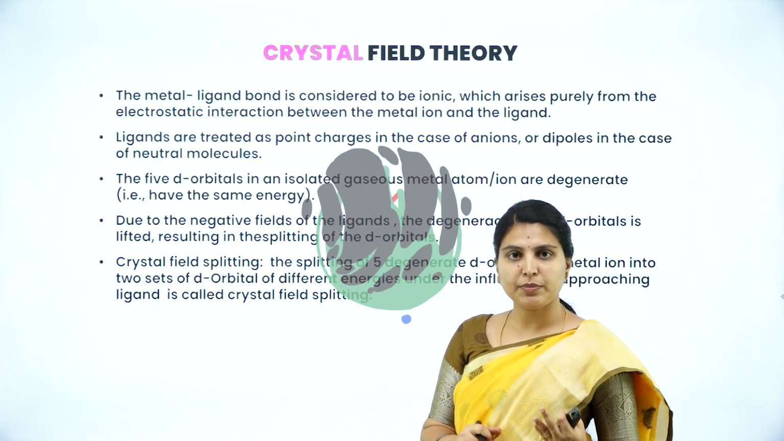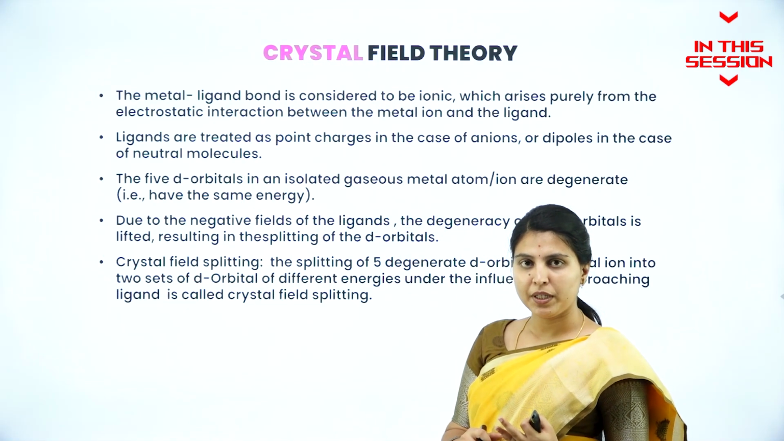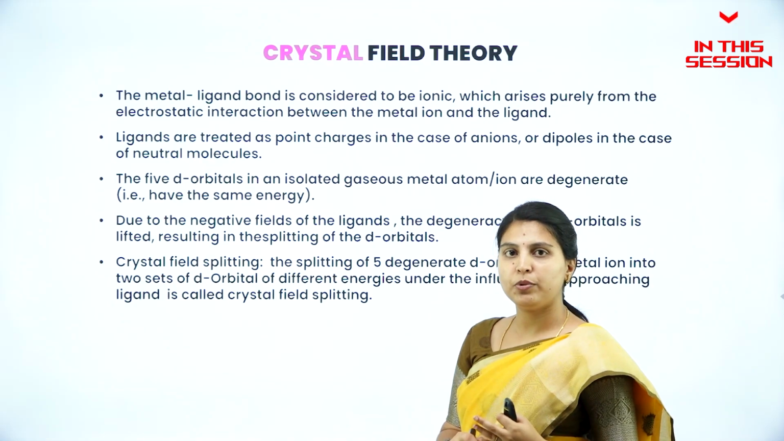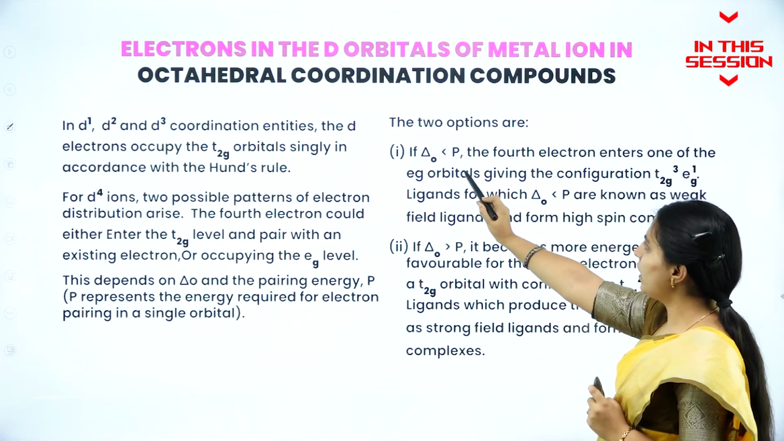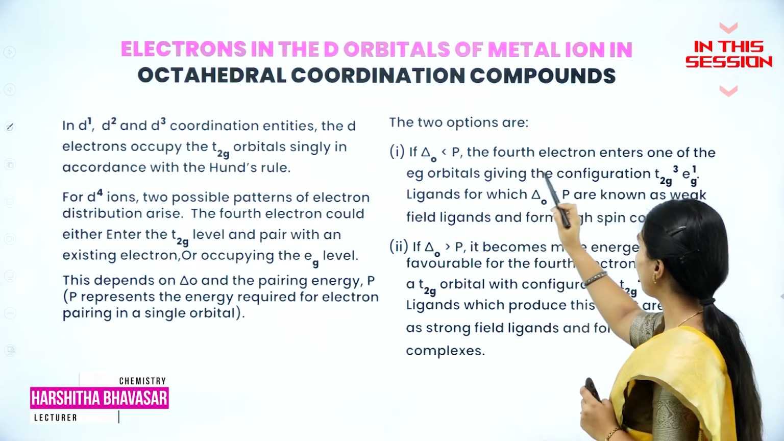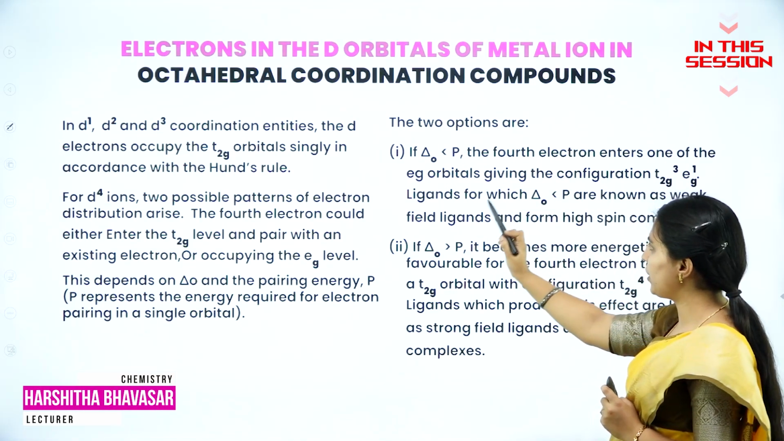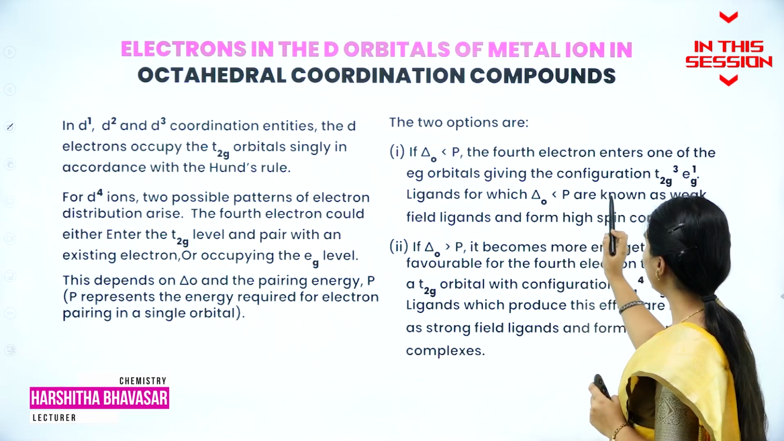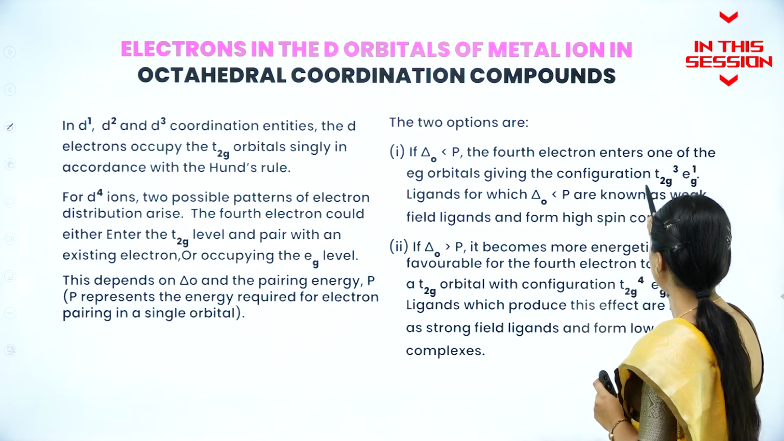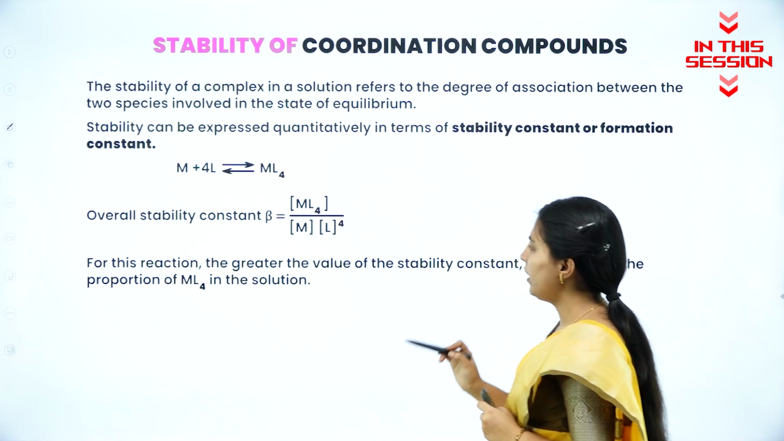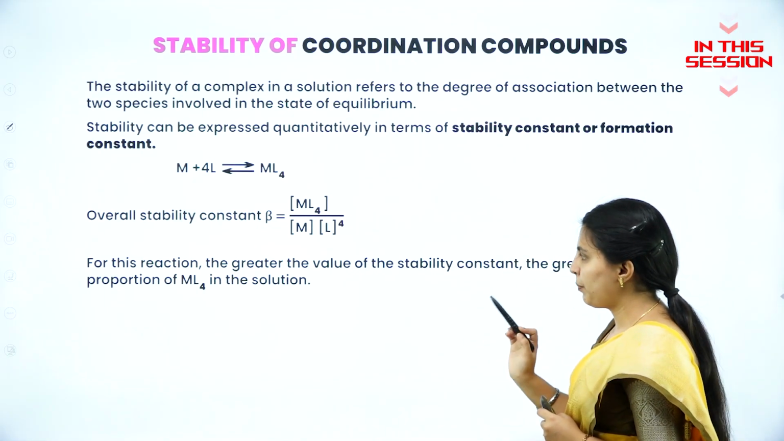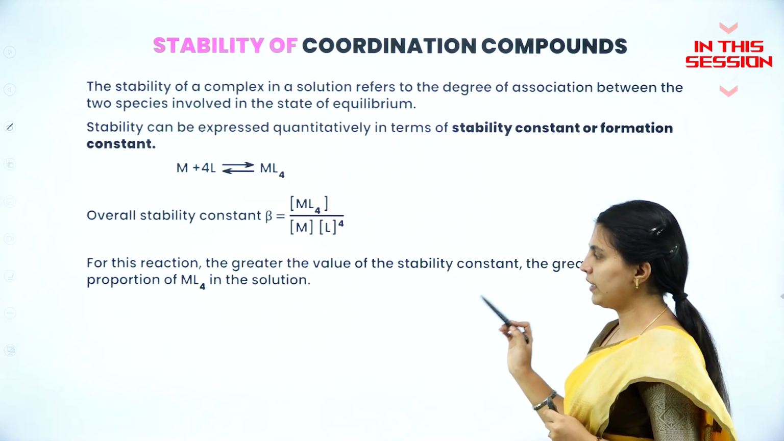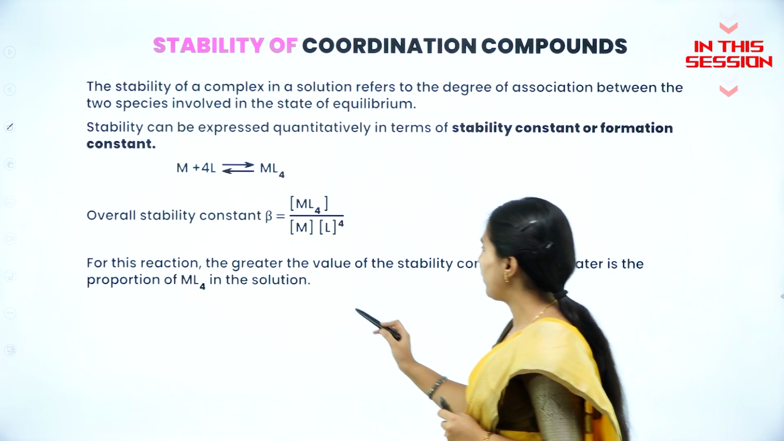Ligands will be considered as point charges in case of anions, which are negatively charged, or dipoles in neutral molecules. The two options are: if delta naught is less than the pairing energy, the fourth electron enters one of the EG orbitals, giving the configuration t2g3 eg1. For this reaction, the greater the value of the stability constant, the greater is the proportion of metal ligand complex in the solution. This point is very much important.